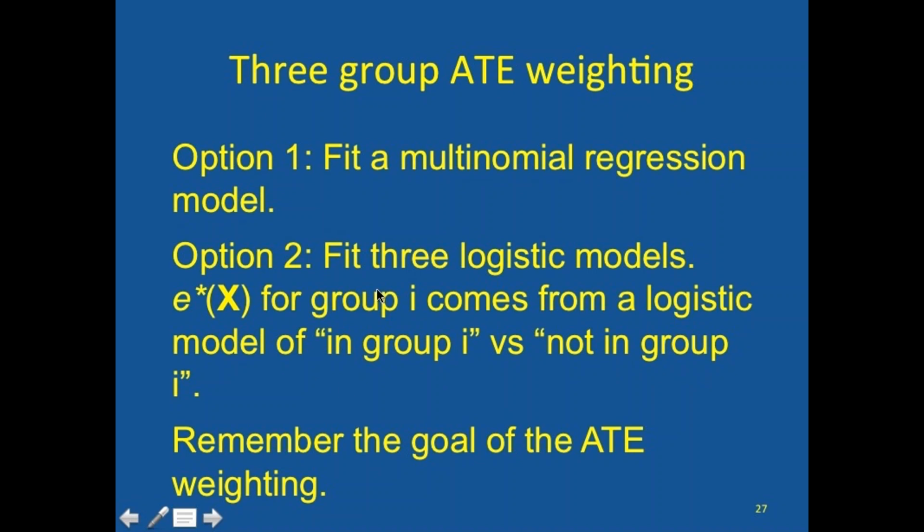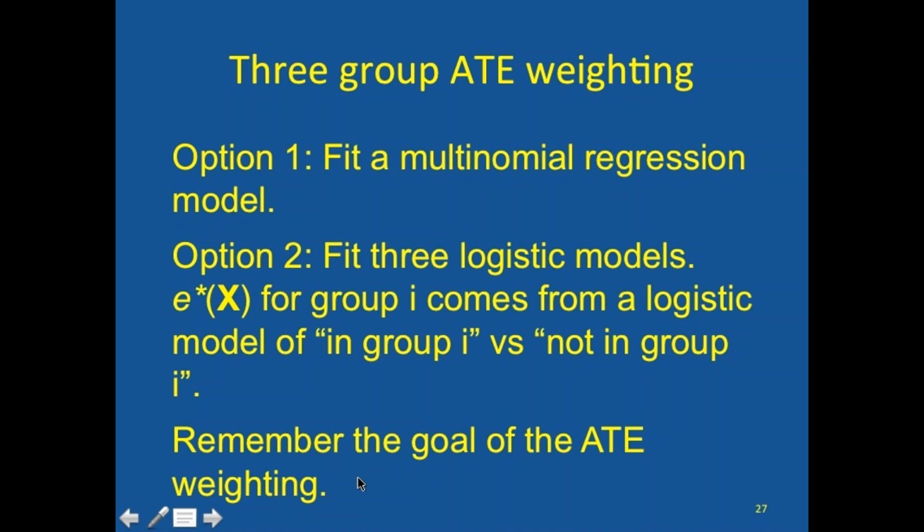We're only going to use, for those people who are in group I, the predicted probabilities that we get for being in group I versus not in group I. And we're going to use those propensity scores as our weights. Just do 1 over those as the weights.